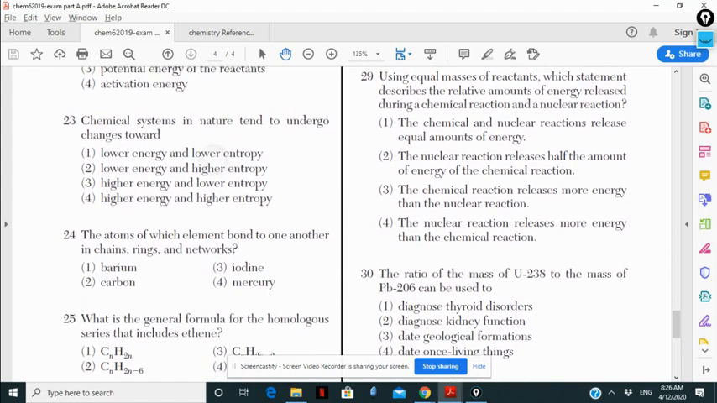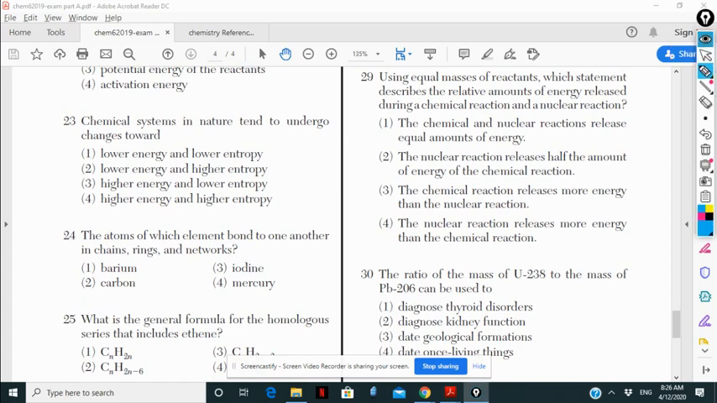Question number 29. Using equal masses of the reactant, which statement describes the relative amount of energy released during the chemical reaction and the nuclear reaction? So the nuclear reaction is giving you high energy. Chemical reaction giving you low energy. That's why if you forget it, remember the nuclear bomb. Nuclear bomb giving you a lot of energy.